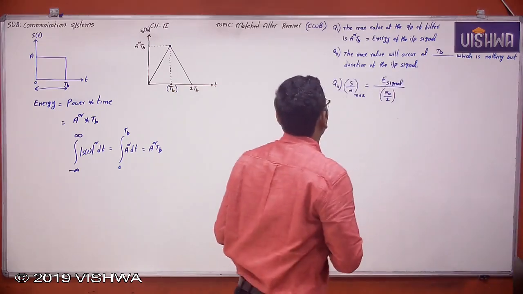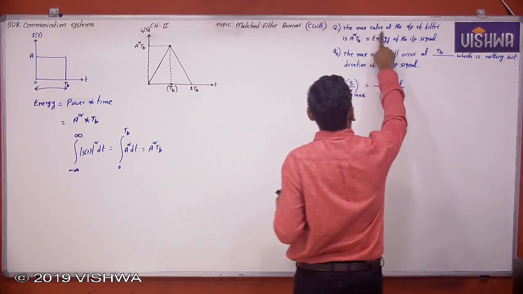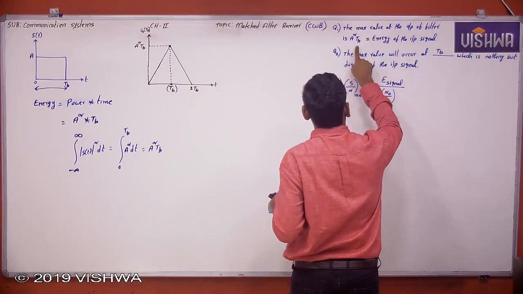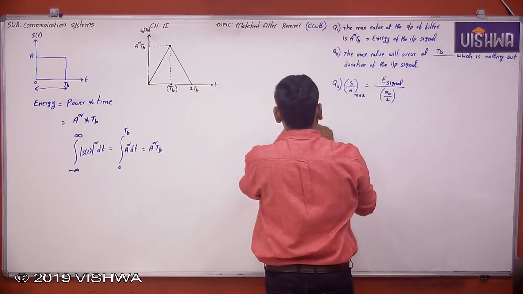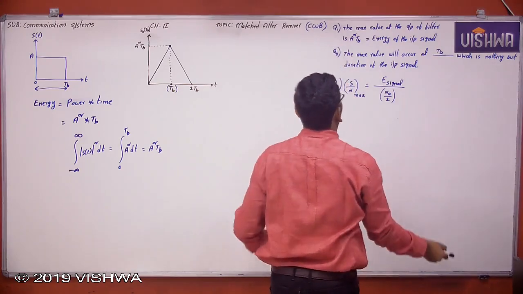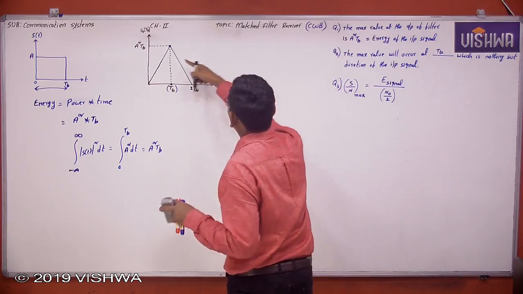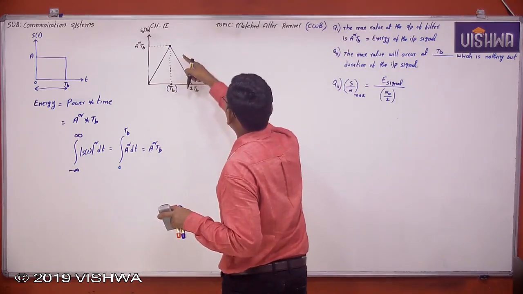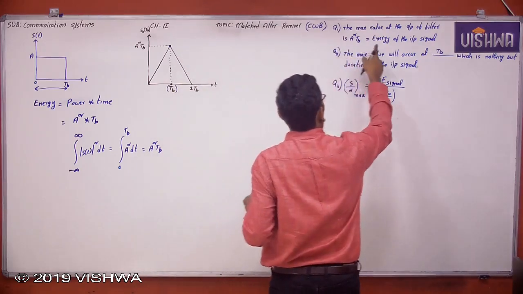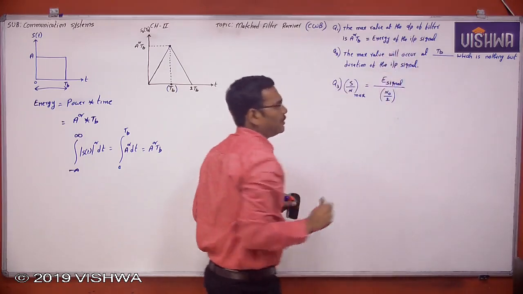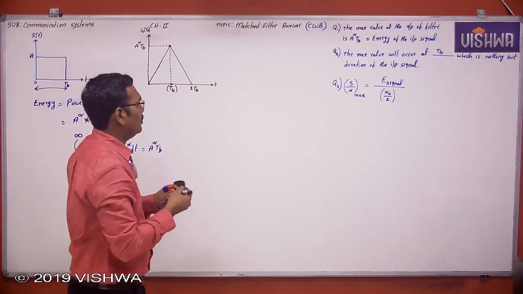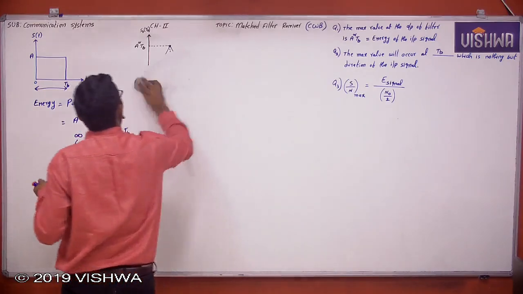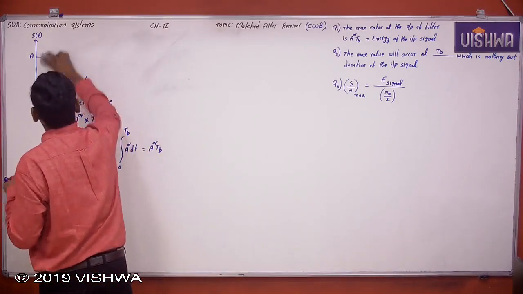And one more thing, the maximum value at the output of the filter is the sample value which is input to the threshold comparator. That is the sample value which is input to the threshold comparator. Okay. Now if you understand this, you can easily solve any question.